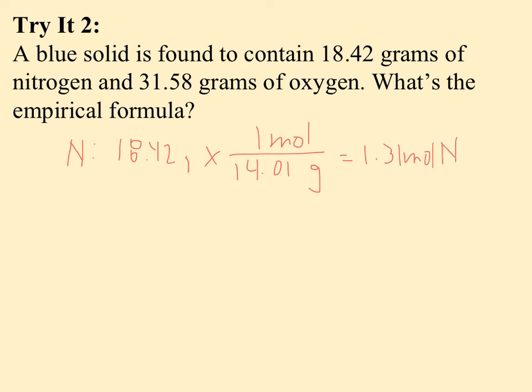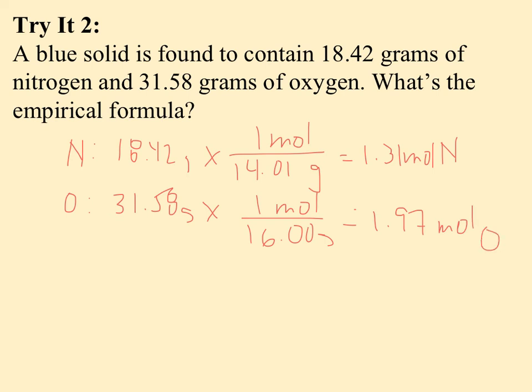And oxygen's the only other substance. So 31.58 grams of oxygen. 1 mole is 16 grams. So this is going to be right about 2. 31.58 divided by 16 will be 1.97 moles of oxygen. And now when I set this up, N 1.31, O 1.97, divide each one by the 1.31.